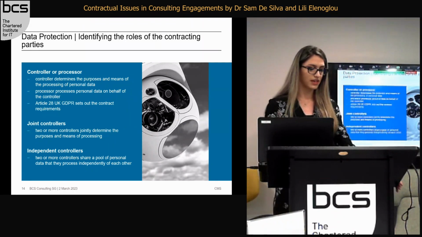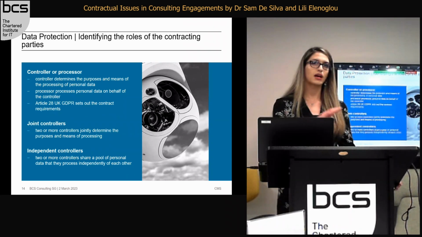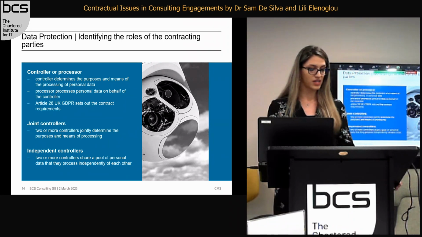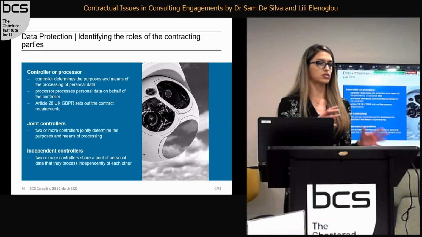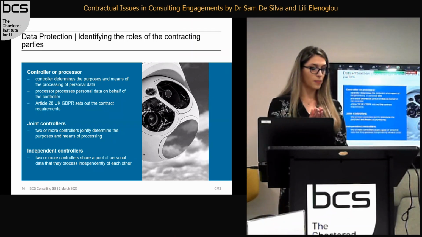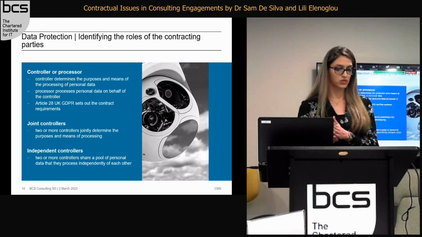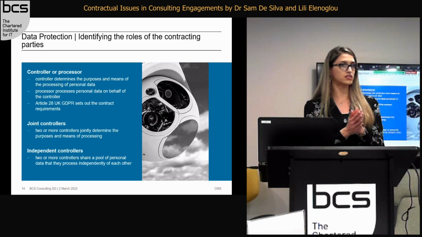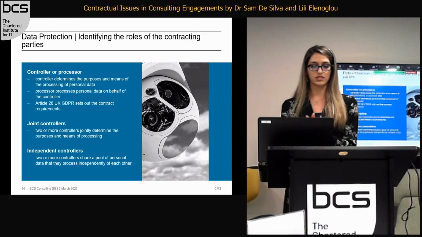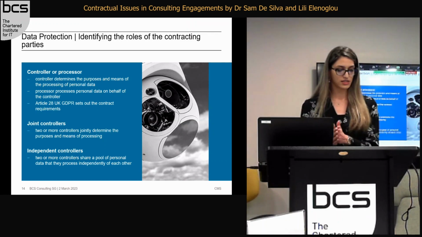Depending on the context of the engagement, consultants will sometimes be a processor and sometimes be a controller. The important thing is to understand, in the context of this specific engagement, who makes the decisions in respect of personal data, who is following instructions. We might have both of the parties as controllers, and we'll talk about this later on. We might have a controller and a processor.